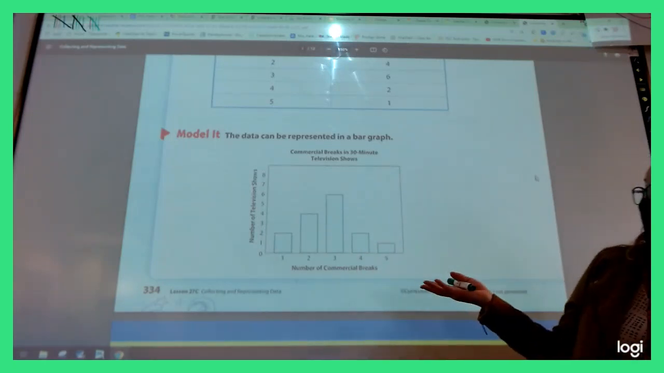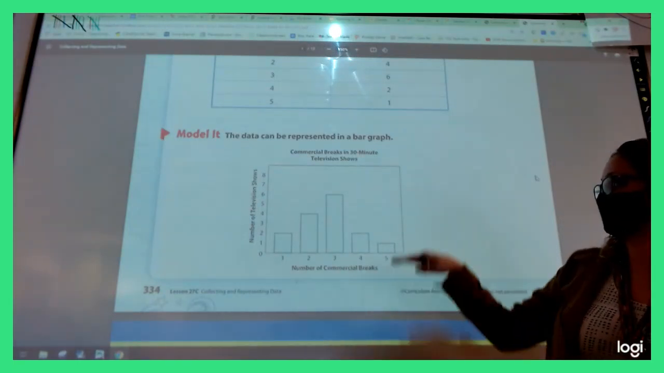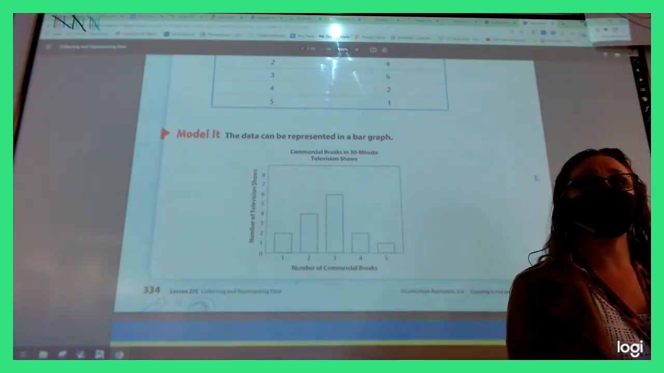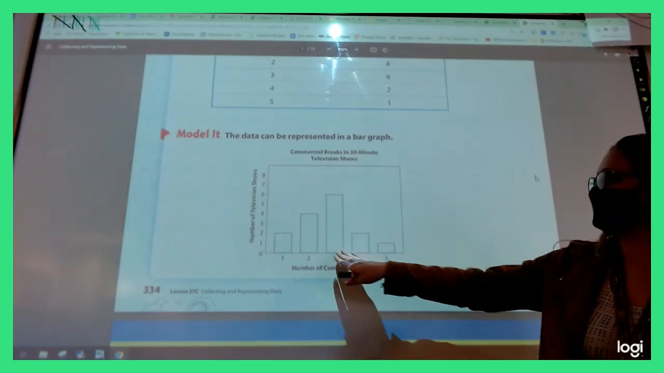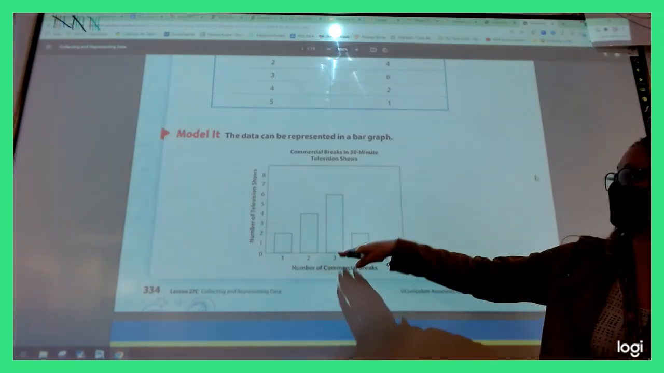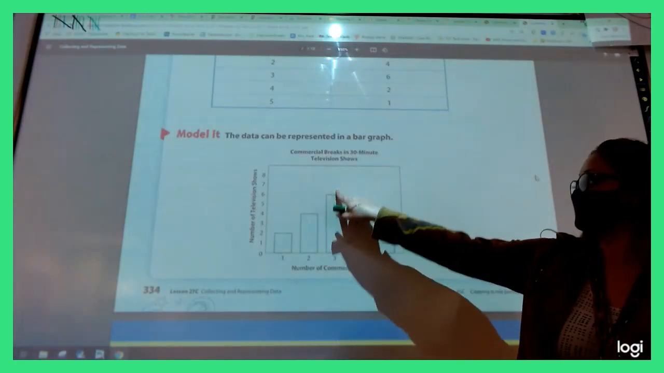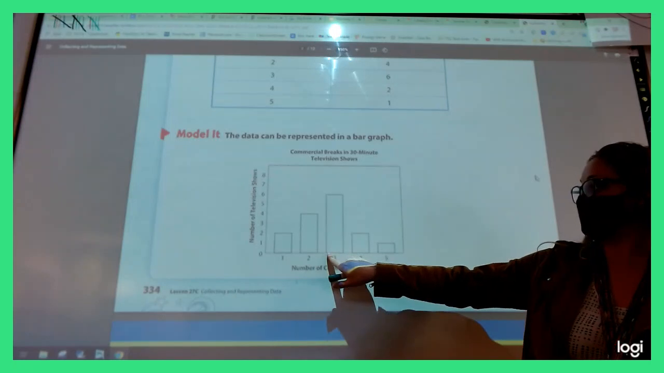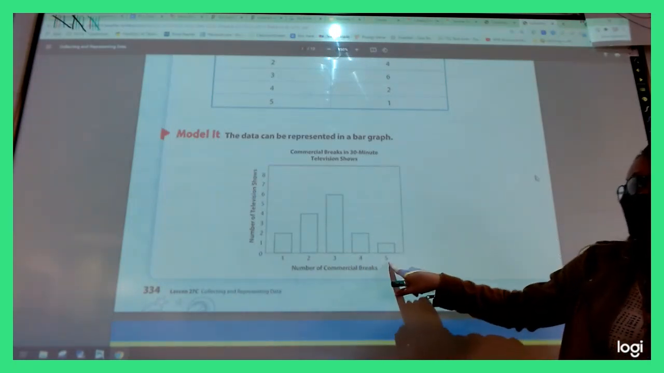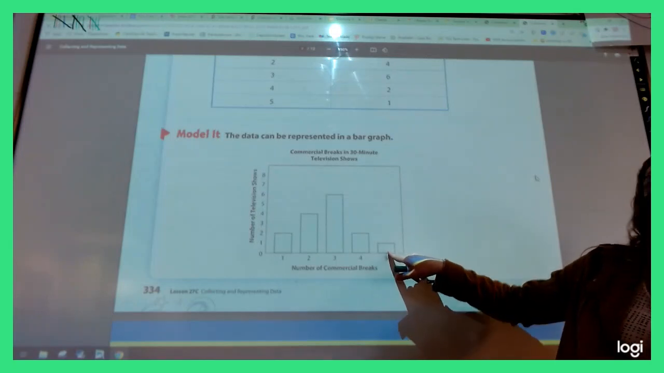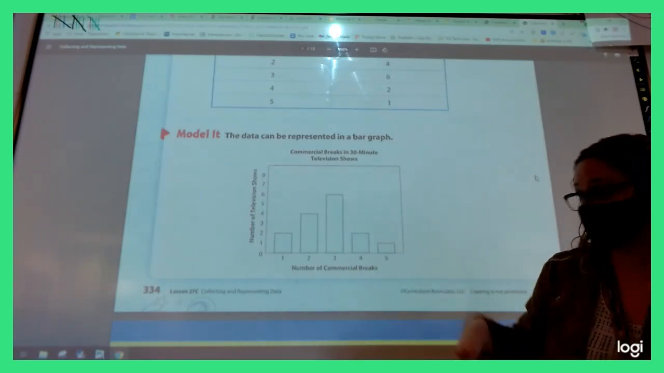So for me, the one thing that helps is I can visually see which one's the tallest and which one's the shortest. Do you guys see that? Yeah. So right away I look. If I want to know what's the most common amount of commercials, it's going to be 3 per show, right? That column is the biggest. There are more TV shows with 3 commercial breaks than any of my other numbers. I can also see that 5 commercial breaks, that's rare. It only happened once, which is probably good. That's too many commercials. Yeah.